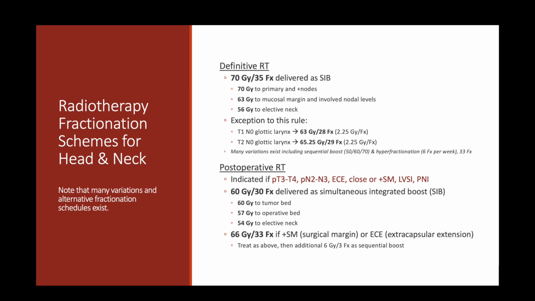So usually it's something like 70 gray in 35 fractions, and then 63 gray to a margin and involved nodal levels, and then 56 gray to your elective nodal volume, which is not involved with disease, but it's something that we're covering because we know that head and neck cancer has rich lymphovascular spread and there's a high risk of involvement. These are, again, general dosing guidelines.